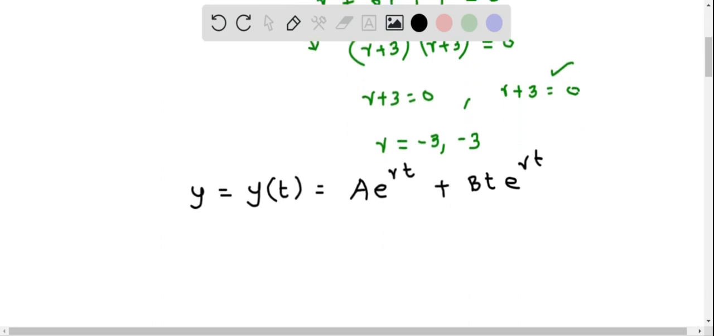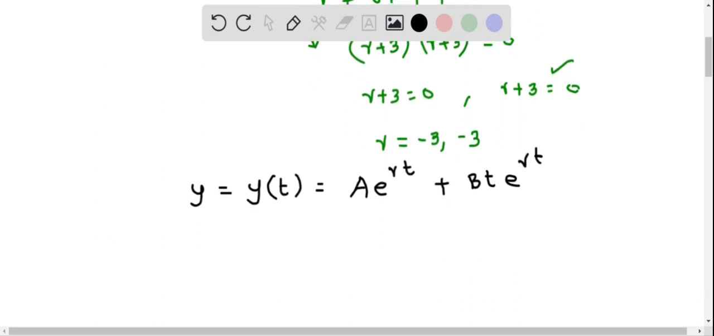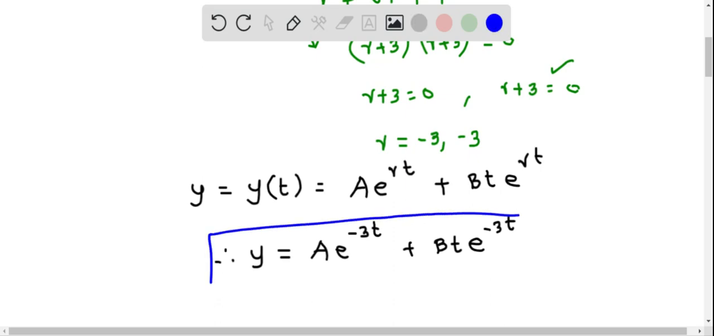We will now replace the value of r, which we have just found. So therefore, the general solution is y equals a times e power rt. r is negative 3. So this is e power negative 3t, plus b times t, that is bt, e raised to the power of once again rt, that is negative 3t. So this is the general solution of the given differential equation.